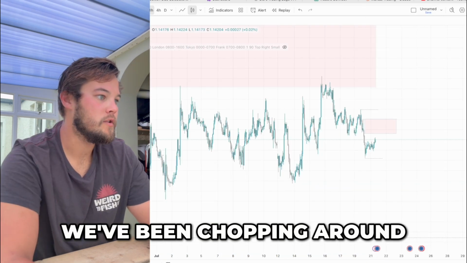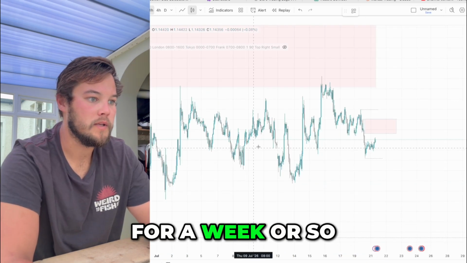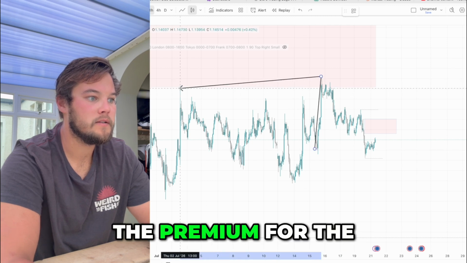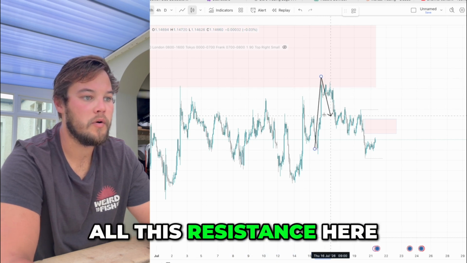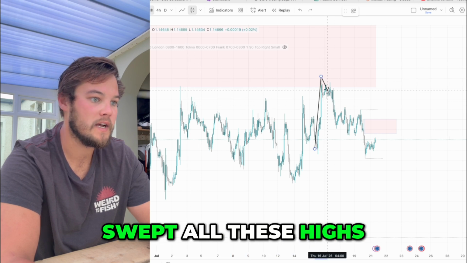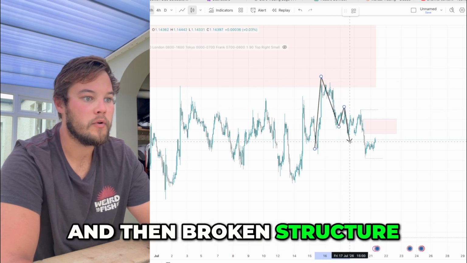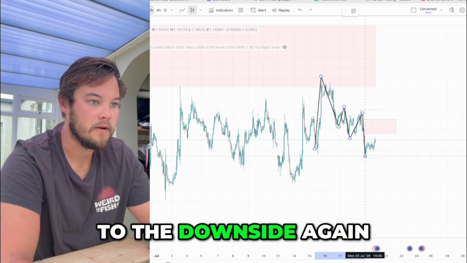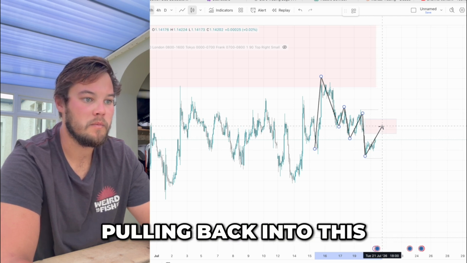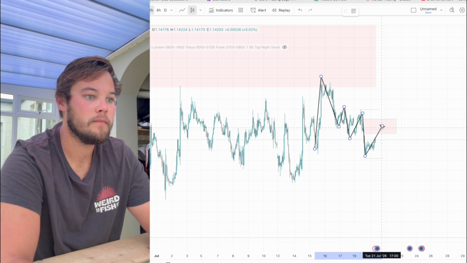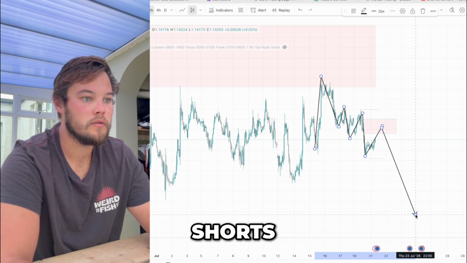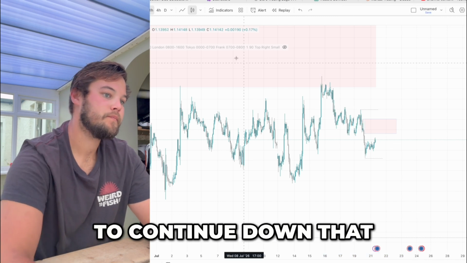On the 1 hour, we've been chopping around for a week or so, but we've now finally mitigated the premium for the second time. All this resistance here, we've swept these tops, swept all these highs, and then broken structure to the downside again. And then this morning we seem to be pulling back into this premium here, where I'm going to be looking for some shorts to continue down, possibly.